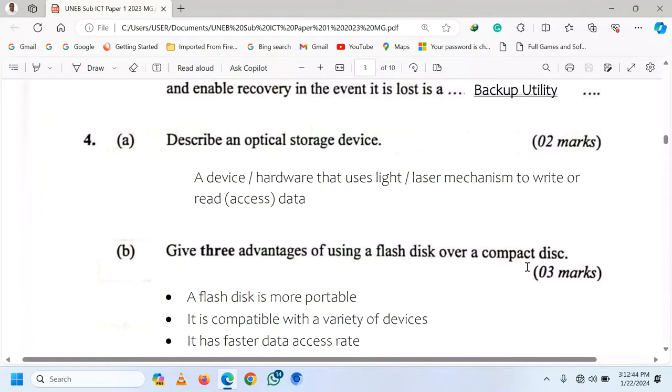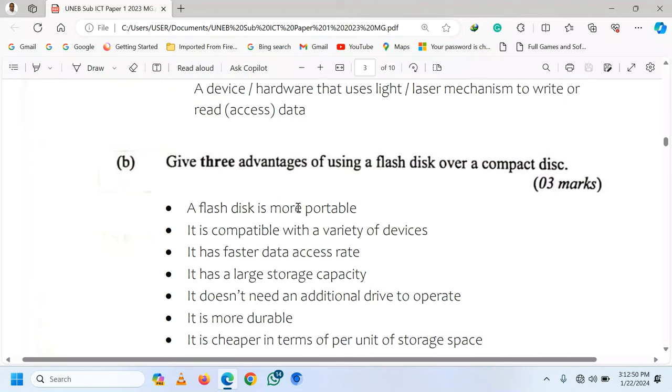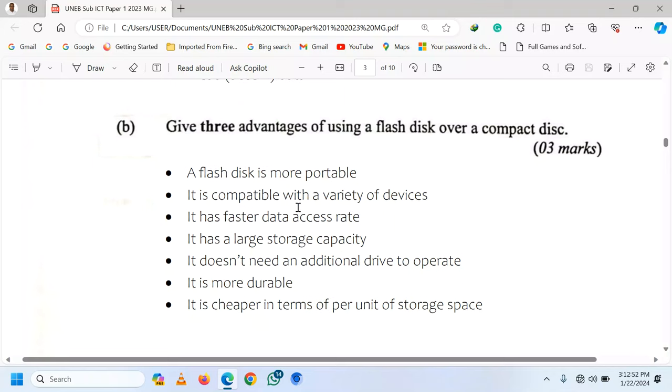Number four is asking you to describe an optical storage device. The response is there. Part B is asking to give 3 advantages of using a flash disk over a compact disk. So here you are giving advantages while comparing the two. A flash disk is more portable, etc, etc.